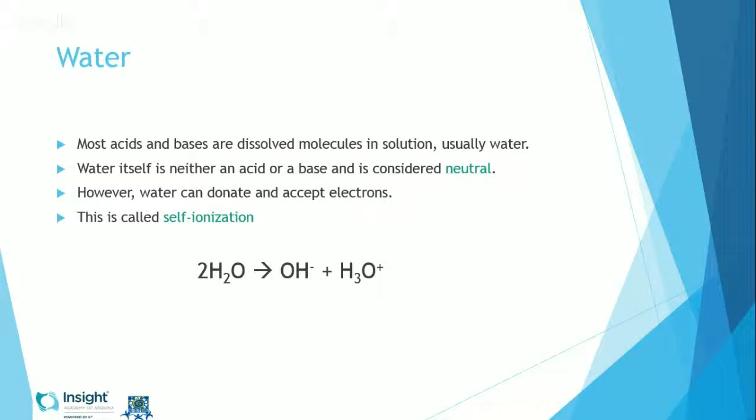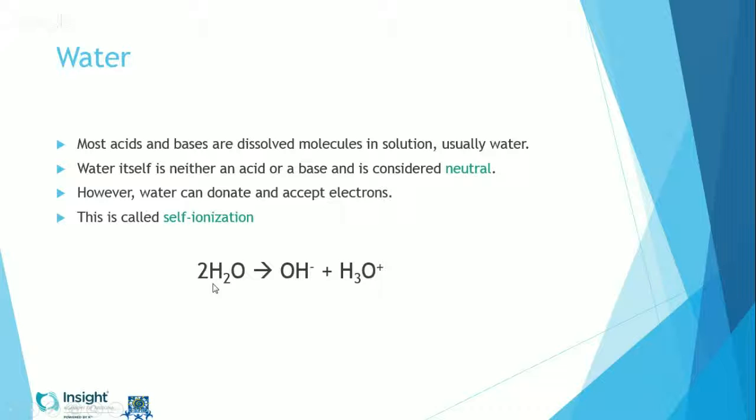So talking about acids and bases, we're gonna get into some numbers here. These numbers come from a unique trait about water. Most acids and bases are activated by dissolving them in solution, usually water, right? Water itself is neither an acid nor a base. It's considered neutral. The interesting thing about water is that in some ways, it almost acts like it's both an acid and a base. Okay? What I mean by that is this process called self-ionization.